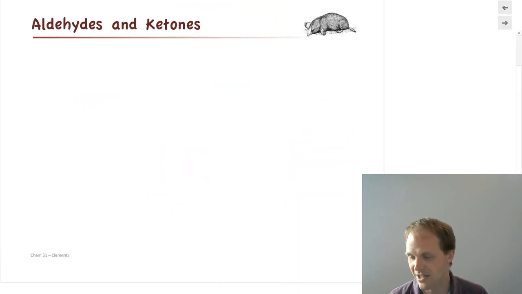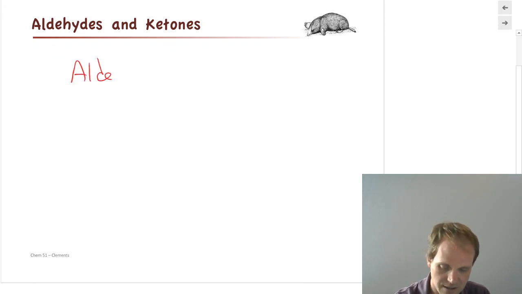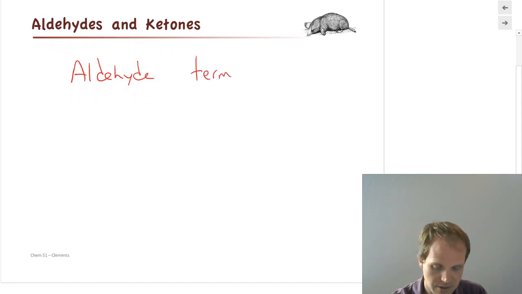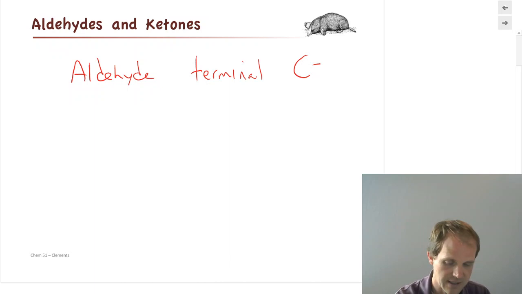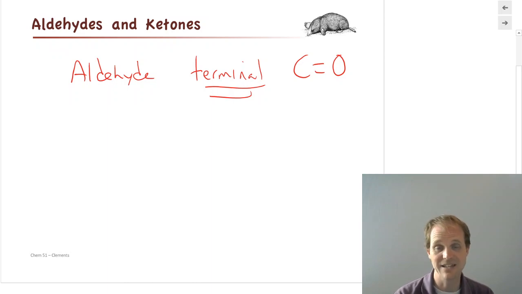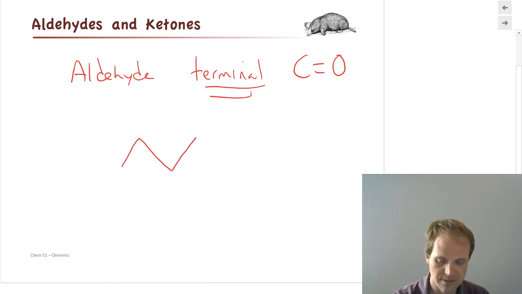All right, the next one, aldehydes and ketones. What is an aldehyde? And that is going to be a terminal C double bond O. What does terminal mean? Terminal means the end. So it's a C double bond O at the end of one of our hydrocarbons. And so I can do that and draw it like that. That is an aldehyde.